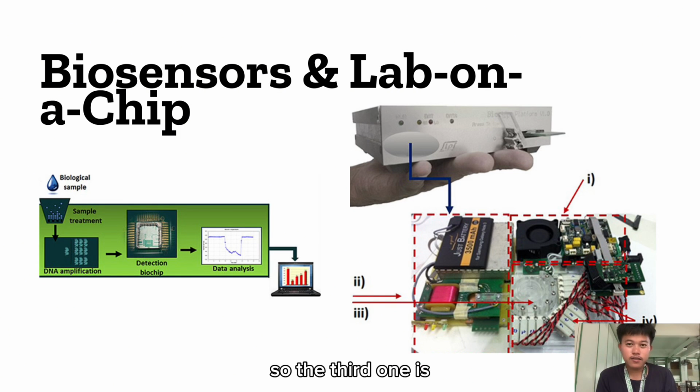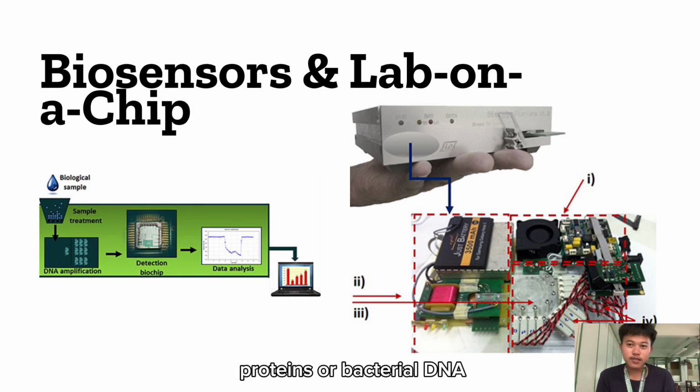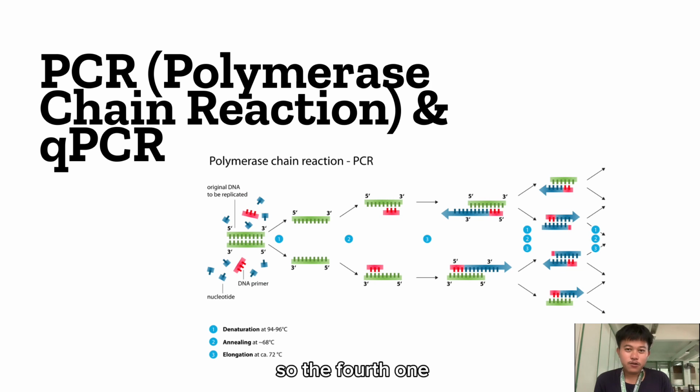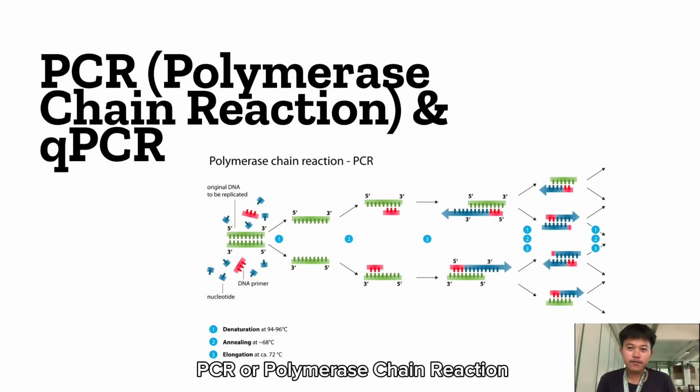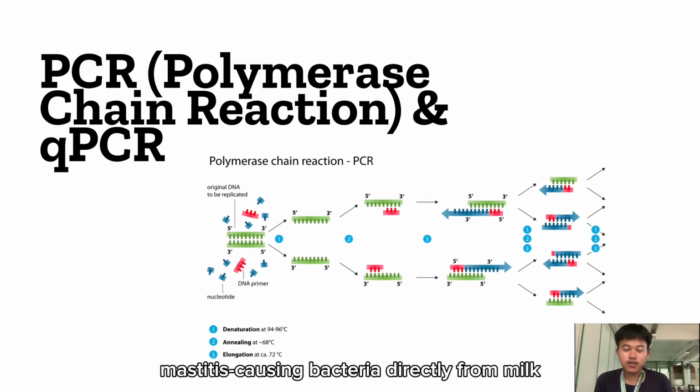The third one is biosensors and lab on a chip. Miniaturized chips detect biomarkers of mastitis like enzymes, proteins, or bacterial DNA from small milk samples. The fourth one is PCR, or polymerase chain reaction, and qPCR. This technology detects DNA of mastitis-causing bacteria directly from milk.